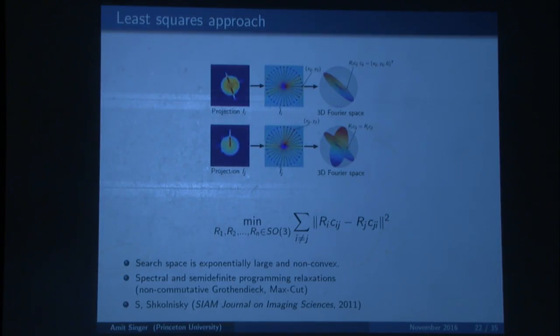You can think of it as an instance of a problem like Little Grothendieck over a non-commutative group. We did some spectral and semidefinite programming relaxations of it, following the Goemans-Williamson relaxation. It worked well, but unfortunately not with the experimental images. You need to denoise them a little bit, that is, average images to boost the SNR. And here you sum up all pairs? Yeah, for every pair you find a common line. So it's like Max-Cut or non-commutative Grothendieck on a complete graph, yeah.